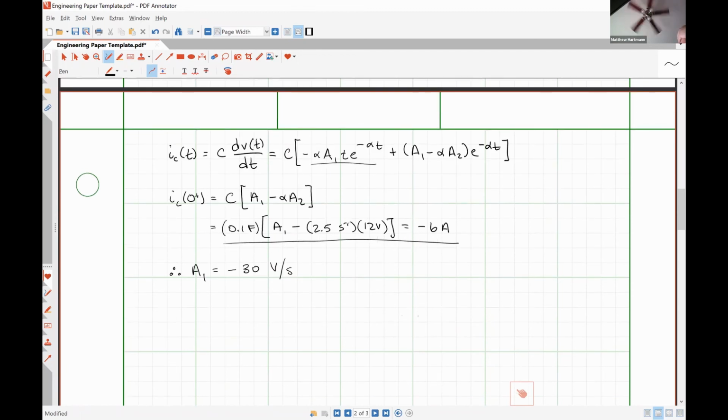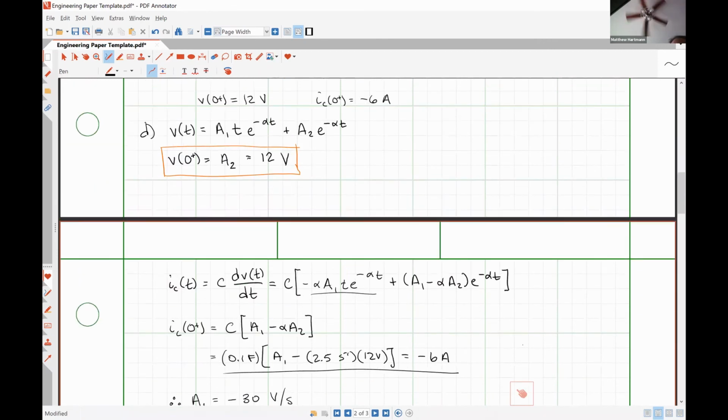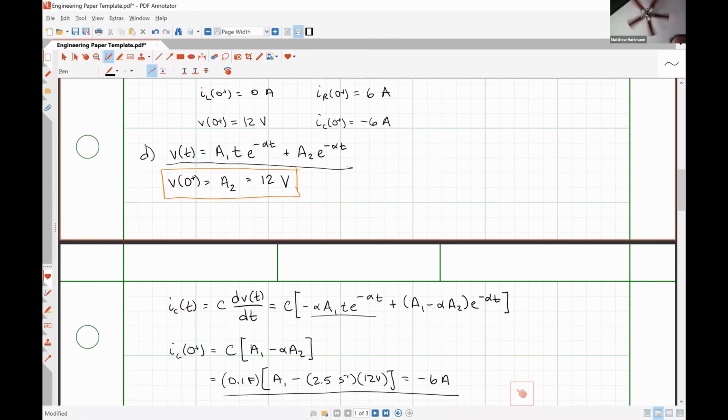So from this, V of t is negative 30 t e to the minus 2.5 t plus A2, which was 12 e to the minus 2.5 t volts, where we're just plugging our values for A1, A2, and alpha back into this response equation.